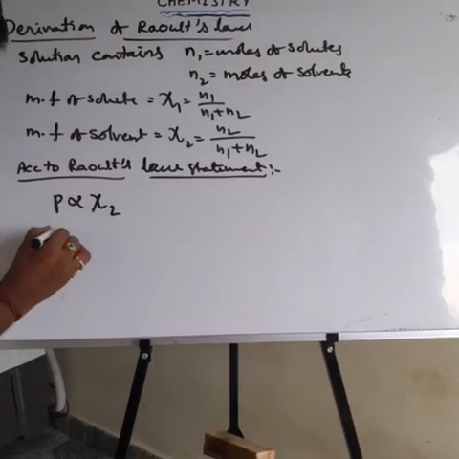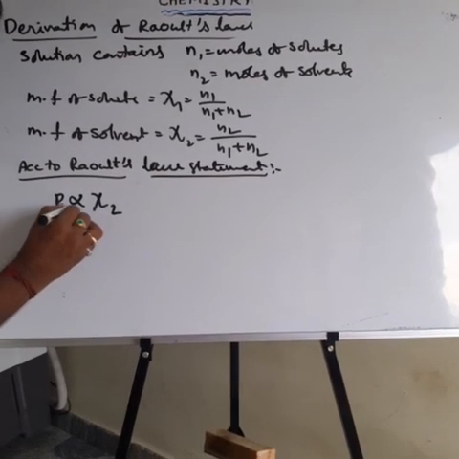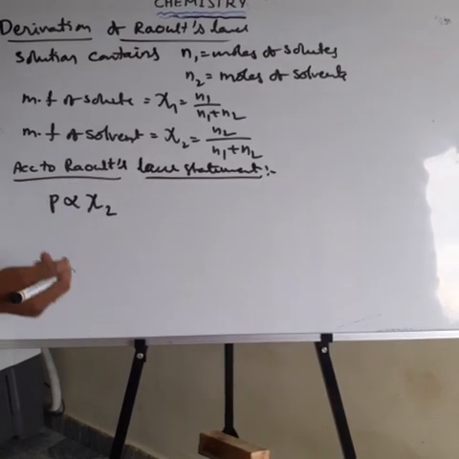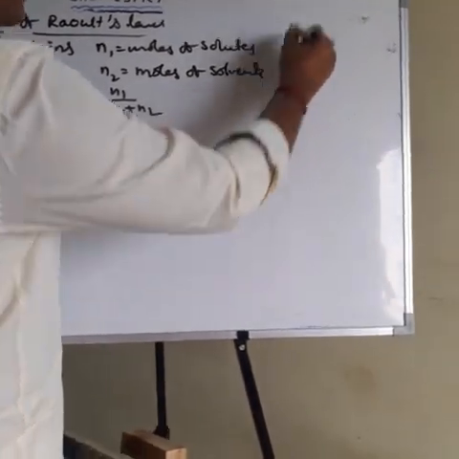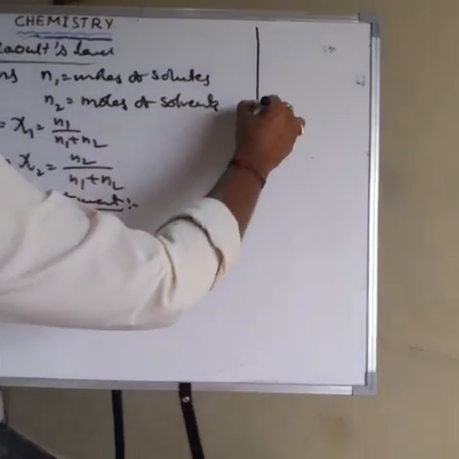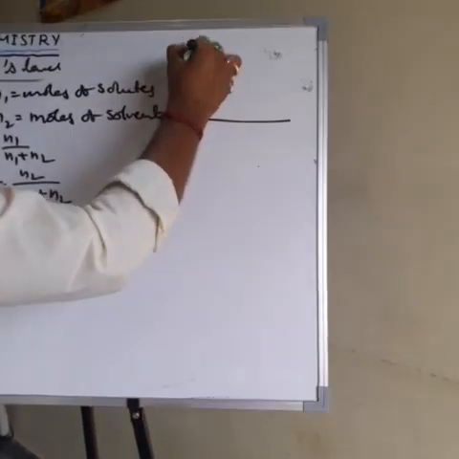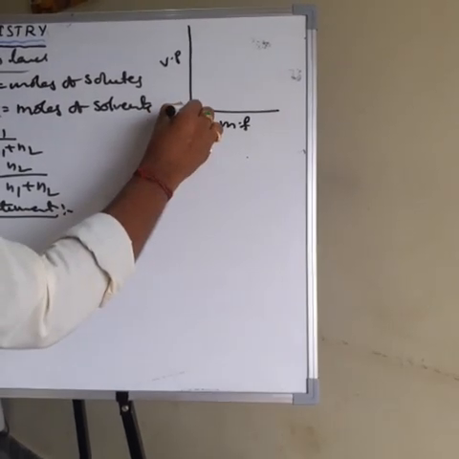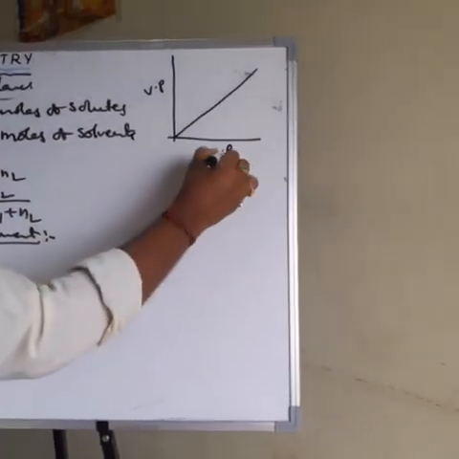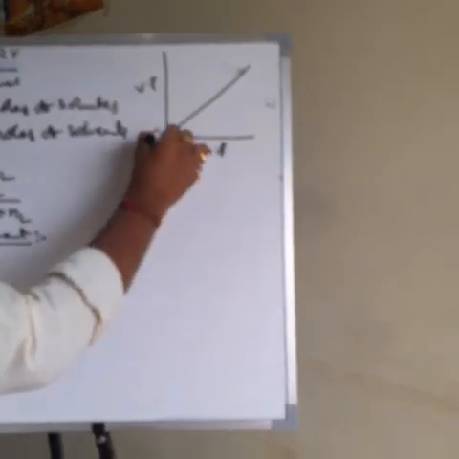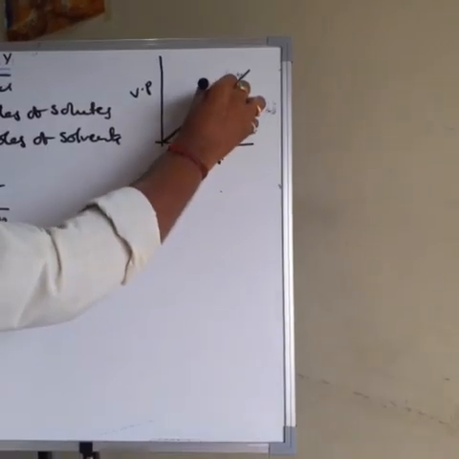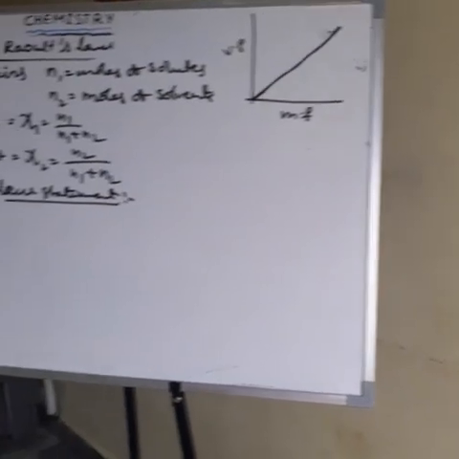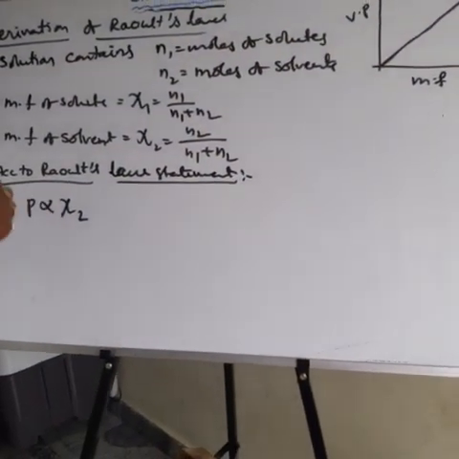That means vapor pressure is directly proportional to mole fraction of solvent: as the mole fraction of solvent increases, the vapor pressure increases. It is explained by a small graph. Vapor pressure is taken on the y-axis, mole fraction on the x-axis. Then we obtain a straight line, meaning vapor pressure increases with increase in mole fraction. So the vapor pressure of the solution containing non-volatile solute is directly proportional to the mole fraction of the solvent.